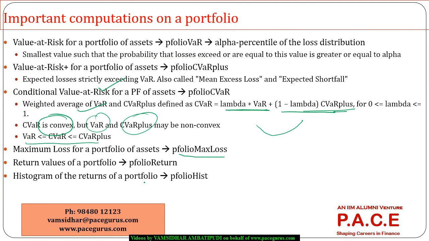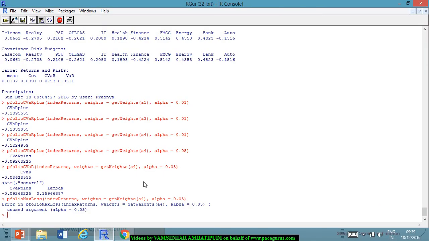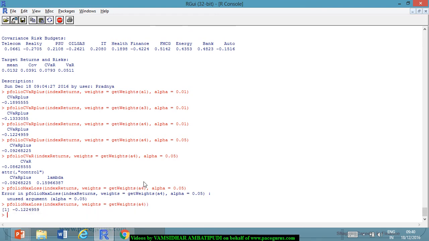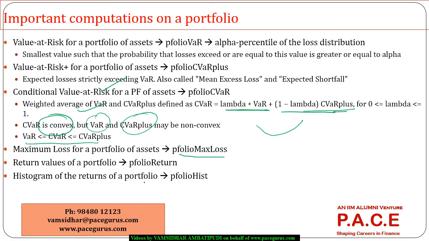So I need to get... an unused argument, so I don't need to give alpha now because it's more of maximum loss. So I don't need to give alpha out here. This says that the maximum loss that is coming out in this scenario is minus 12.24%. So that's the maximum loss that you can create on this portfolio.